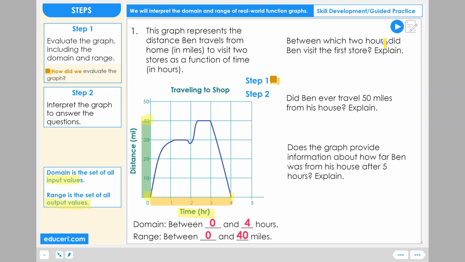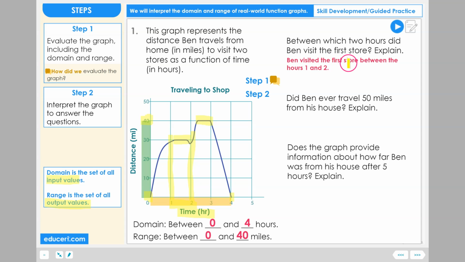Between which 2 hours did Ben visit the first store? Explain. If the graph is increasing, going up, or decreasing, going down, then we know that Ben is either getting closer to home or further from his home. So if he is at a store, then that means his movement is confined to a small building. That means that the 2 times where Ben is visiting a store are when the graph is more flat than the increasing or decreasing parts of our graph. That means that the first store that Ben visited would occur here between hours 1 and 2.